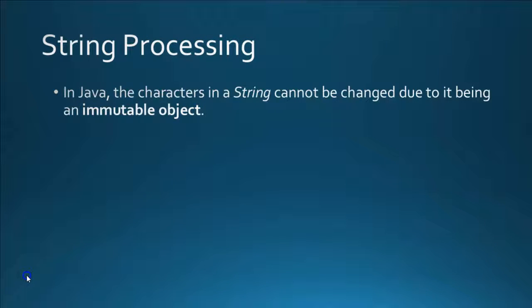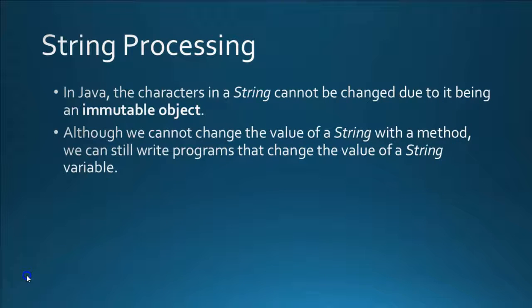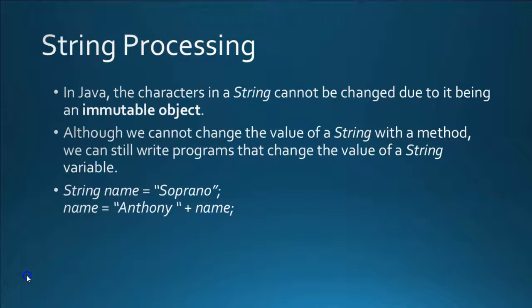Let's talk about some string processing while we're on this. In Java, the characters in a string cannot be changed, because a string is what is known as an immutable object. Although we cannot change the value of a string with a method, we can still write programs that change the value of a string variable. Here I have String name equals Soprano, then name equals Anthony plus name. Name originally was Soprano, but now it's concatenated to be both names.